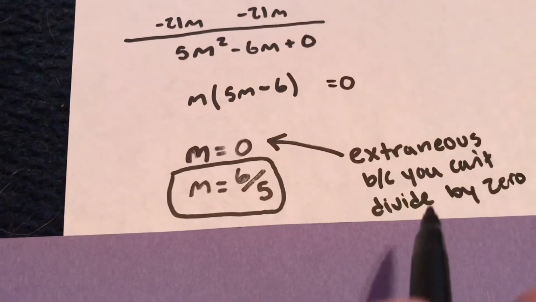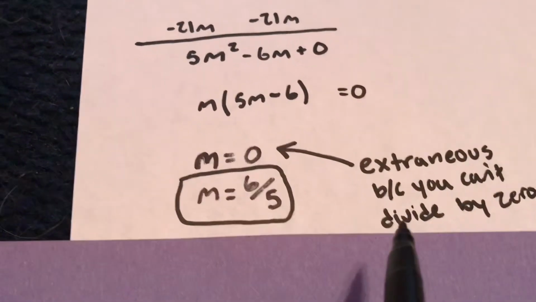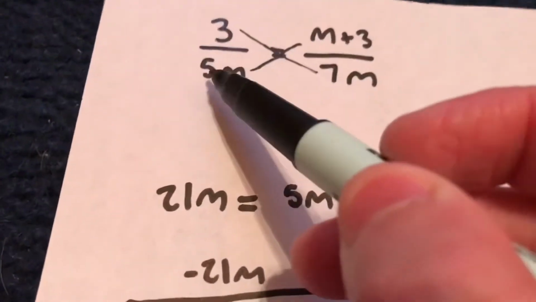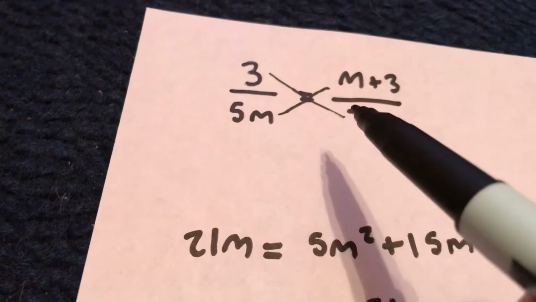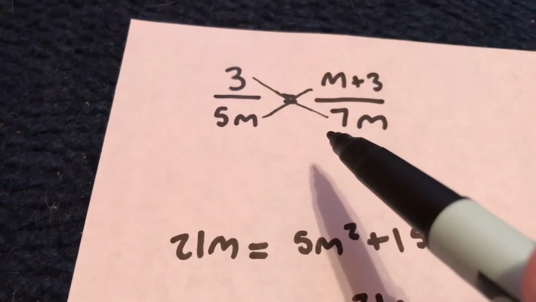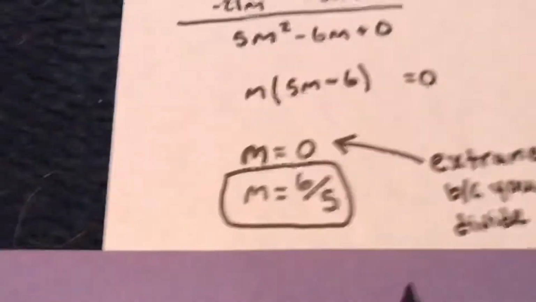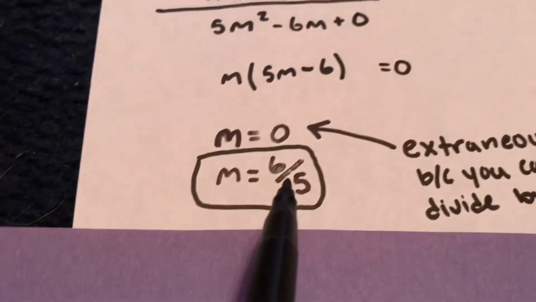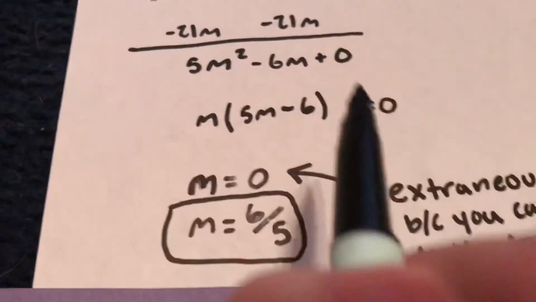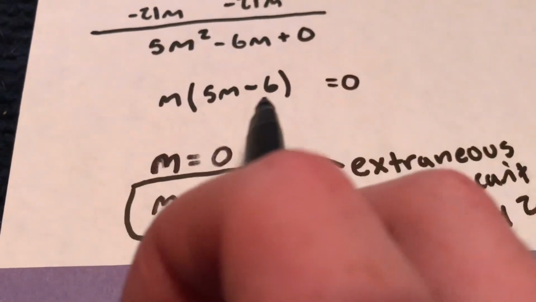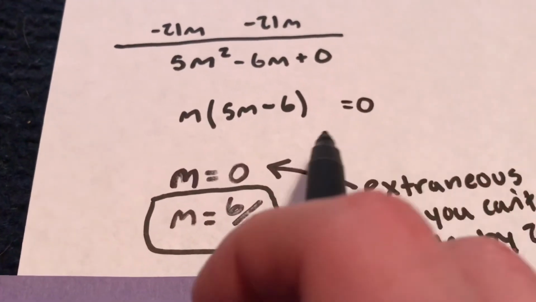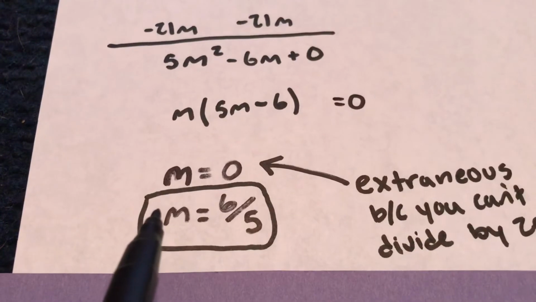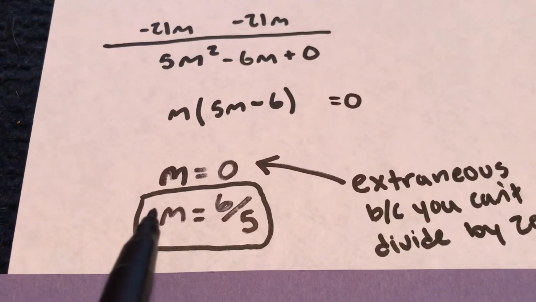But that's extraneous, because if you multiply 5 times 0 and 7 times 0, that just makes 0 in the denominators, and that's illegal because that makes it no solution. So m equals 0 does not work, but you also have another answer, and that's 5m minus 6 equals 0. You add 6 on both sides, 5m equals 6, divide by 5, and that creates m equals 6/5.